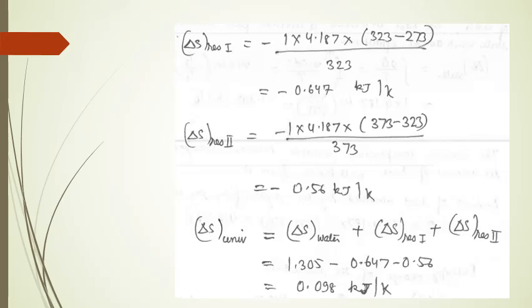Now the entropy change of the universe in this case will be the summation of the entropy change of the water and the entropy change of both of the reservoirs. So that comes out to be 0.098 kilojoule per Kelvin. So we have seen that the entropy change of the universe reduces if we carry out the process of heat transfer in a number of stages.